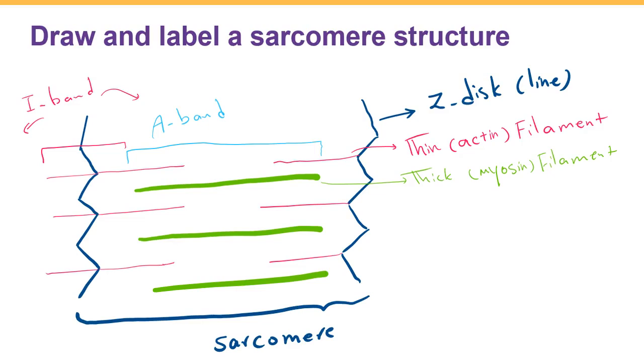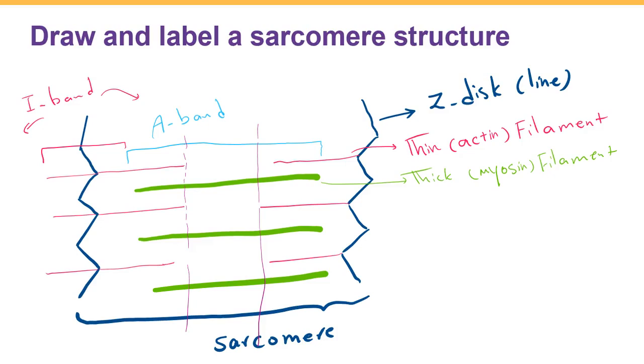Then let's go to the very middle of the sarcomere, within the thick filament area, within the A band. As you can see, at this area only the thick filament is found and there is no overlap between thin and thick filament.